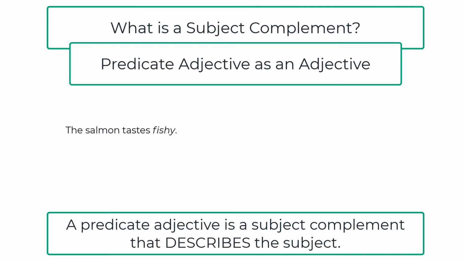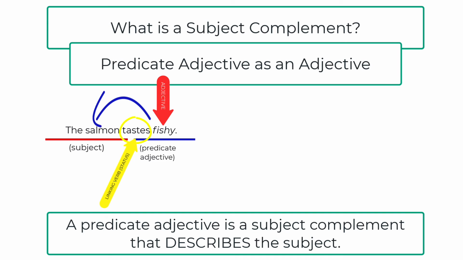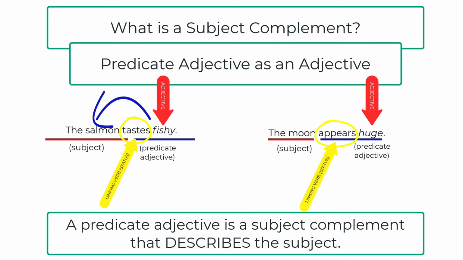The salmon tastes fishy. The subject complement in this example is a predicate adjective, fishy, describing how the salmon tastes. The moon appears huge. This is another example of the adjective describing the moon, and a stative or status verb is used.